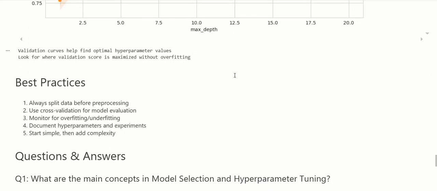Best practices. Split before preprocessing. Always use cross-validation for model comparison. Monitor overfitting versus underfitting. Document hyperparameters and experiments. Start simple, then add complexity. Also use pipelines or column transformers to avoid leakage and ensure reproducibility.